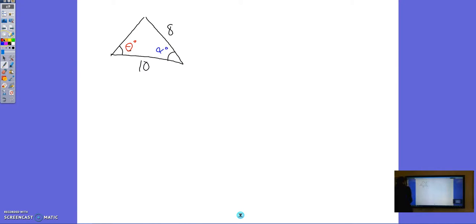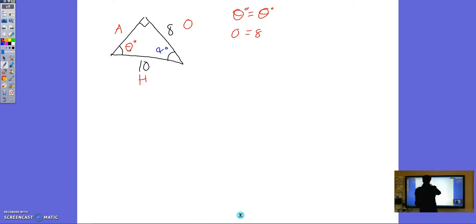So let's start with theta. When we're looking at theta, this is our right angle here. When we are looking at theta, the hypotenuse is 10. The opposite is 8, and the adjacent is not provided. So I will list it. Theta degrees is equal to theta. Okay, and that's what we're looking for. My opposite is 8. My adjacent is not provided, and my hypotenuse is 10.